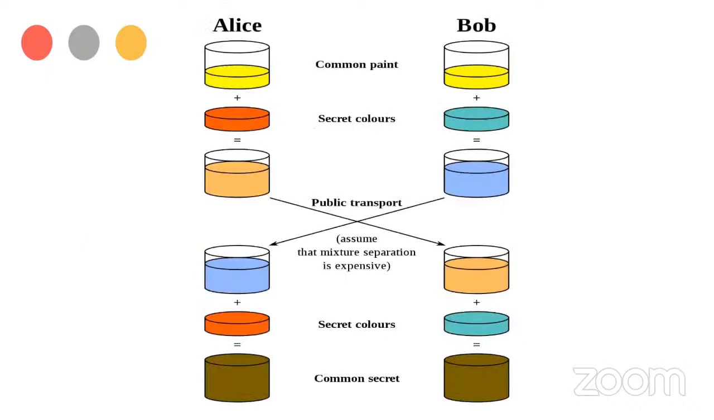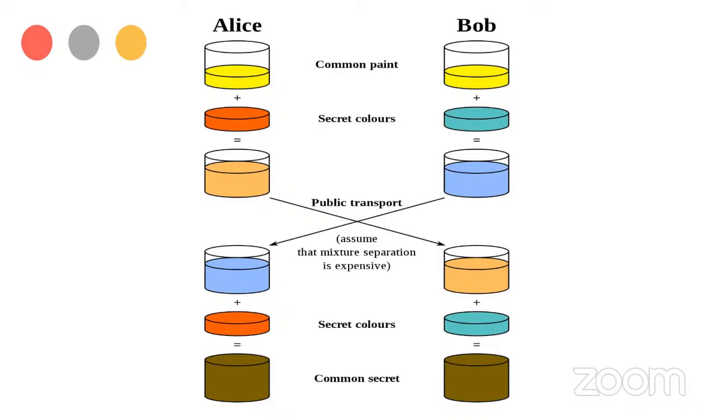We have Alice and Bob, the two people who want to have a secure communication on an insecure channel. We can assume that Alice and Bob both have a container which contains a common paint of the same color. Then we expect Alice to have her own secret color or secret key, and Bob to have his own secret key. They will combine these separately, and then exchange those values. The color that Bob has achieved will be sent to Alice, and the color that Alice has achieved will be sent to Bob.